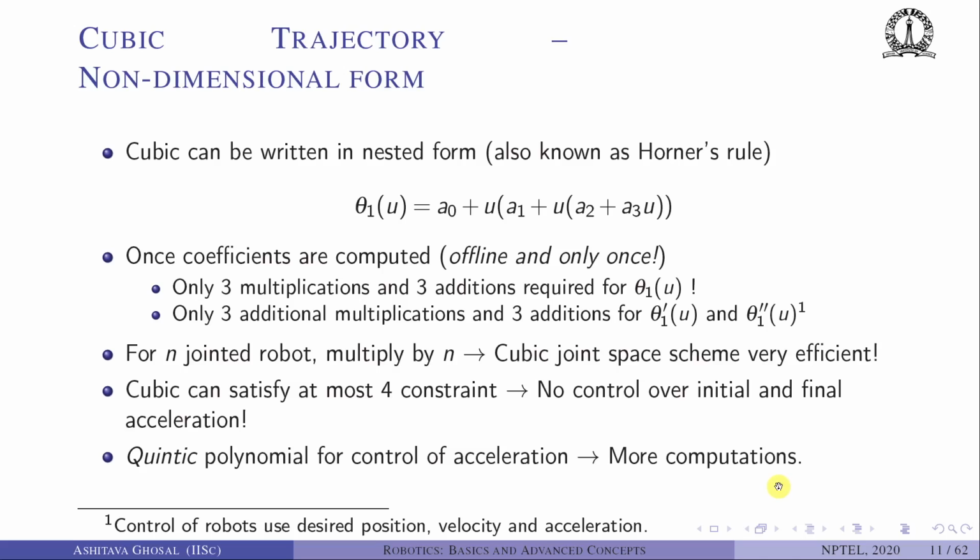So why do we need to specify acceleration? Sometimes in control, we will need position, velocity and acceleration. It helps to specify or find out the desired velocity and desired acceleration also.